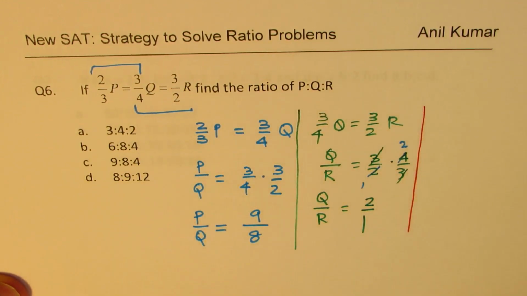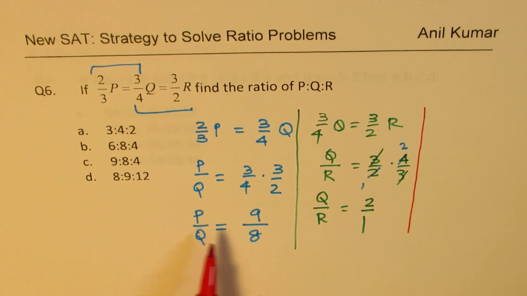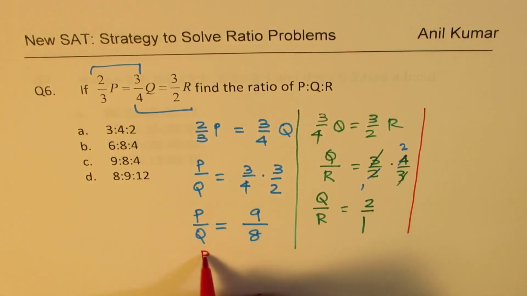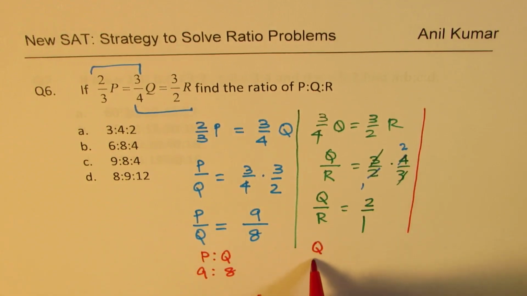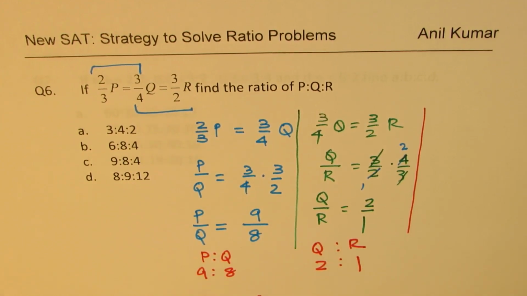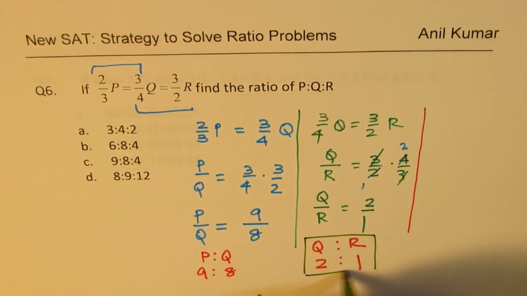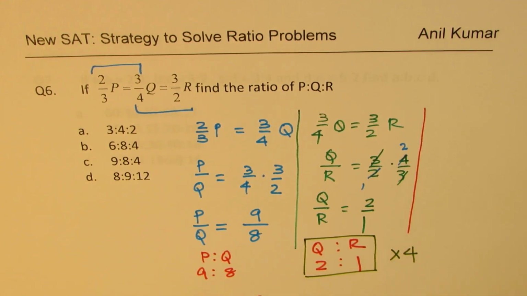Perfect? Now what? Well, now we have to link p, q, and r. This really means that the ratio of p is to q is basically 9 is to 8, right? So p corresponds to 9, q to 8. Here we are saying q to r is 2 is to 1. So what should we do? We have to somehow get 8 here. How do I get 8? I need to multiply this by 4, right? So when I do that, I get what? Well, 4 times 2 is 8 and 4 times 1 is 4. So we now connect these two, which are the two 8s, right? So the q is common, 8.